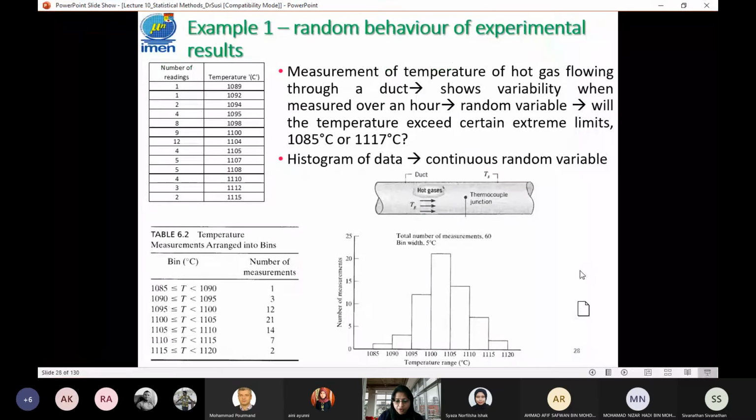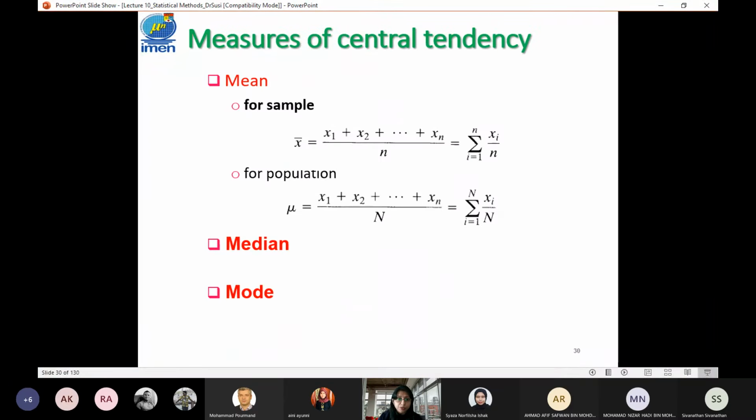Okay, so we move on. We looked at the distribution, and these are measures of central tendency. You have mean for a sample and mean for a population. As Dr. Abang mentioned in his previous lecture, a sample is a small portion of a population. You take a statistically significant number. The median is the middle point, and the mode is the one which occurs the most.